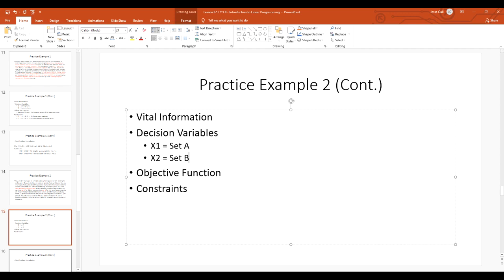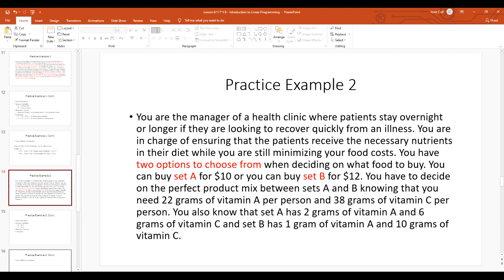Now, once we have set A and set B, we have to relate them to our ultimate goal. So let's go back. Let's determine our ultimate goal. You are in charge, so this is what we have to decide. Ensuring that the patients receive the necessary nutrients in their diet while still minimizing food costs. So this question is a little different. We're not maximizing this time, we're minimizing.